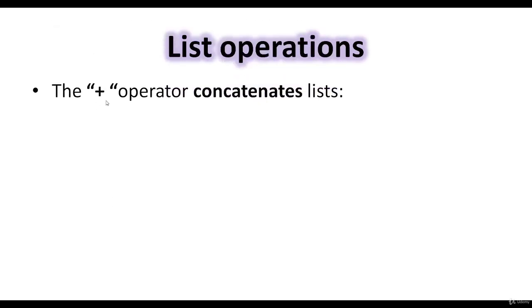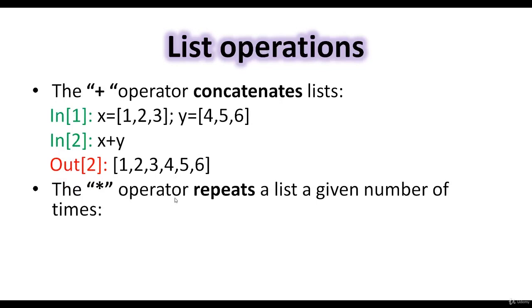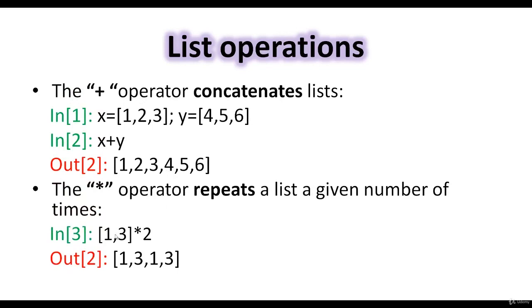List operations. This plus sign operator concatenates a list. For example, x and y, these are the two lists, and x plus y, it is adding the two lists end to end. This asterisk operator repeats a list a given number of times. For example, here is a list, then we are using this multiplication operator 2, and this list is repeated, elements are repeated twice.